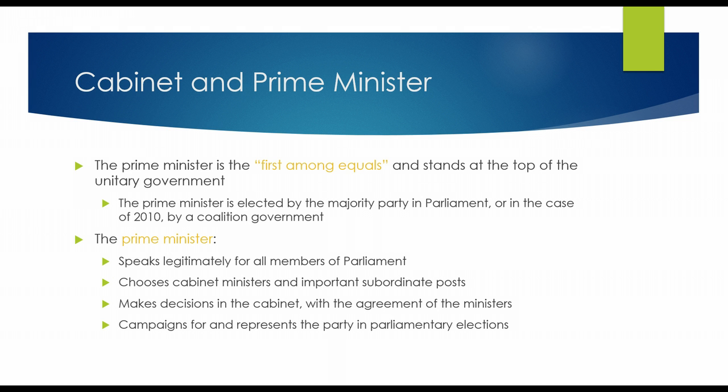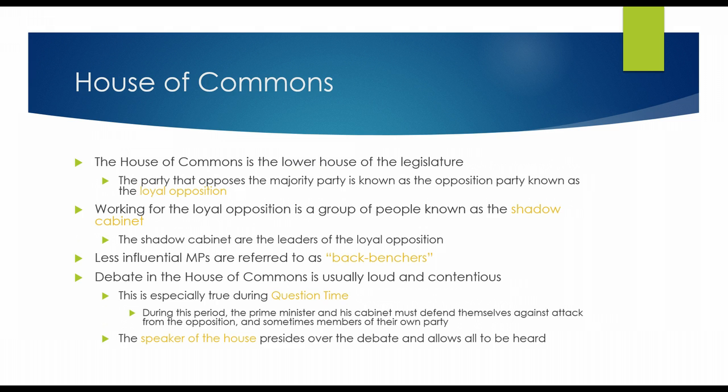All right, the Prime Minister is elected by the majority party in Parliament, or in the case of 2012, by a coalition government. The Prime Minister speaks legitimately for all members of Parliament. They choose cabinet members and important subordinate posts. They make decisions in the cabinet with the agreement of the ministers, and campaign for and represent the party in parliamentary elections.